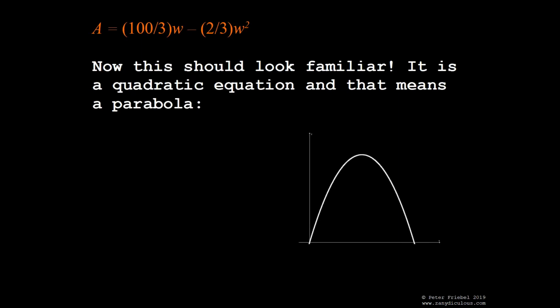Now this should look familiar. It is a quadratic equation, and that means a parabola. And we want to find this point, the orange point here. By the way, if I write something in orange, that means a result of some sort.